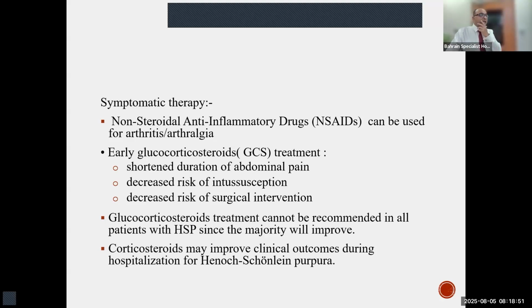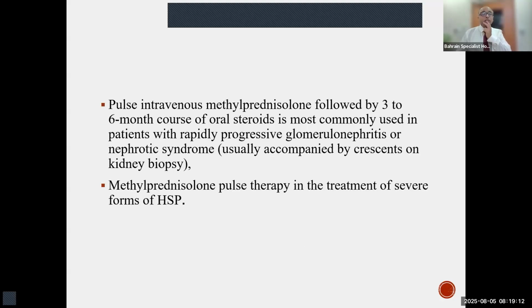It cannot be recommended for each and every patient who comes with HSP unless you see mild to moderate involvement of other systems, like renal or gastrointestinal or joint involvement. So mostly corticosteroid we are using only during the hospital stay.